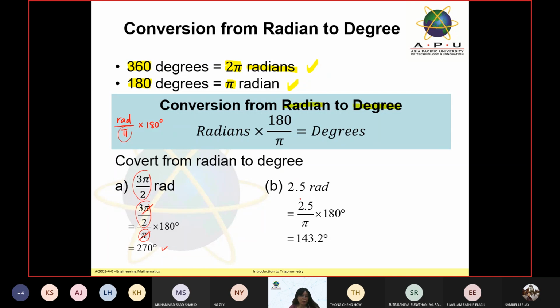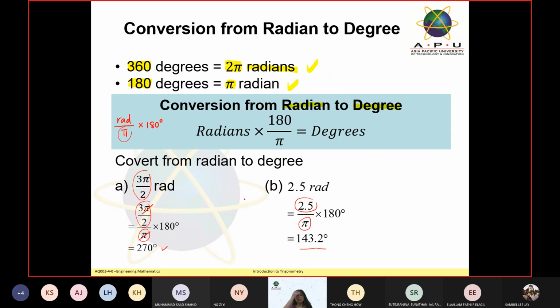Then how about 2.5 radian? Can you see this one? We don't have a pi, we have 2.5 radian. The way to do it is the same. We just take 2.5 divided by pi and then multiply by 180. So you are able to get 143.2 degrees. That's how we convert it.